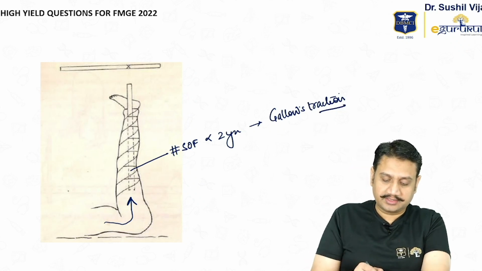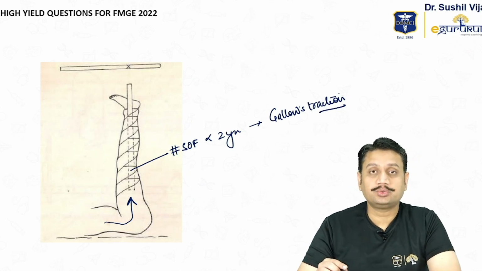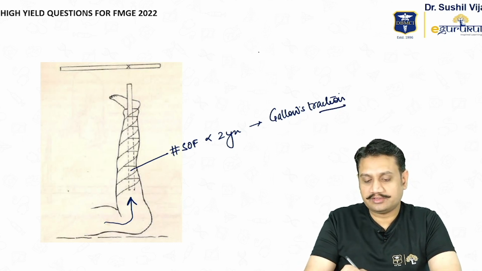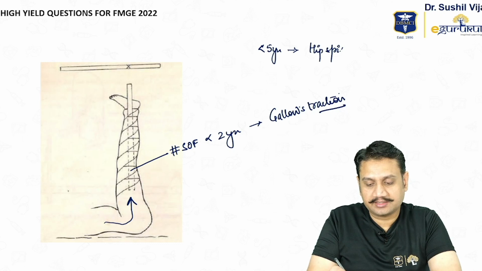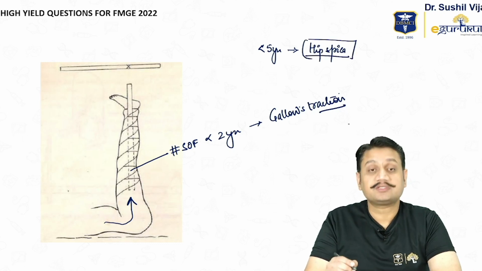Okay, so this is gallows for less than 2, not beyond that. Till 5 years of age, what can be done is hip spica.